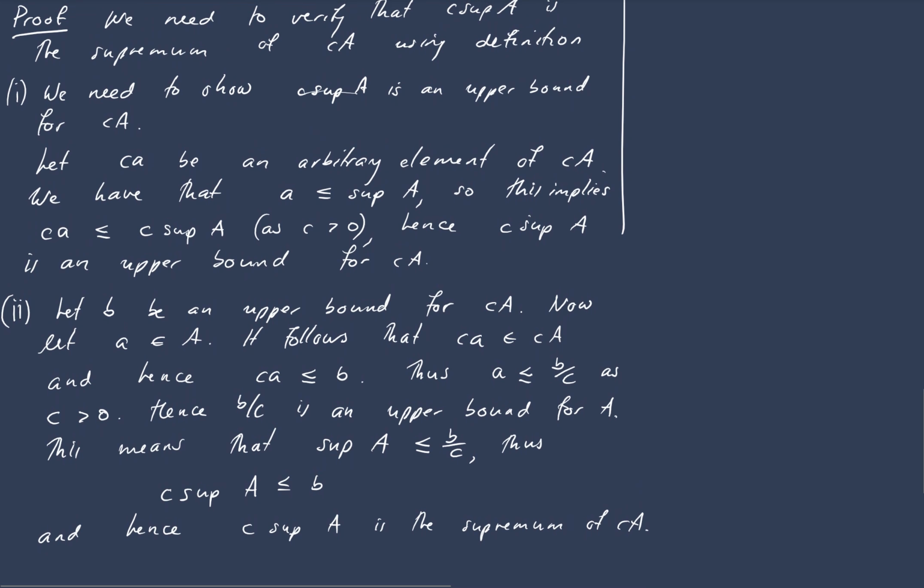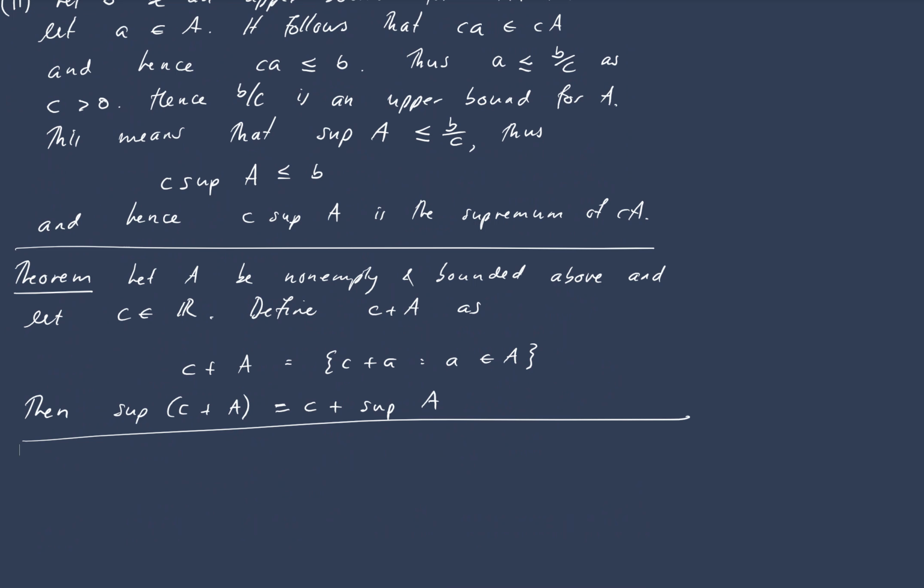One, that it was an upper bound, and two, that it is smaller than any other upper bound that you may come across. And we have another similar theorem here, which says that basically instead of c times A, we're doing c plus A. And in just the same way as the supremum carried through under multiplication, we can also do it with addition as well. So if we translate a set A by a number c, then the supremum of the translated set is equal to the supremum of the original set translated by that number c. I'm not going to prove this one. It's worth doing as an exercise. The strategy is pretty much exactly the same as for the previous question.